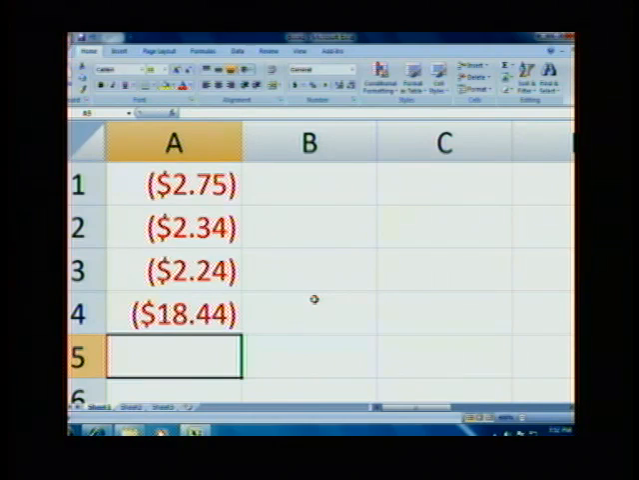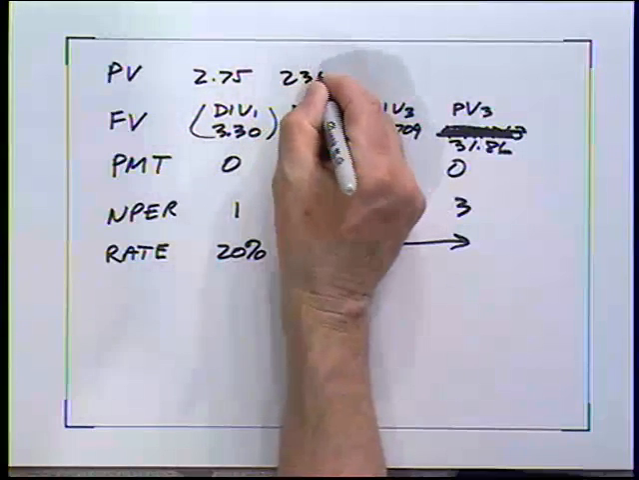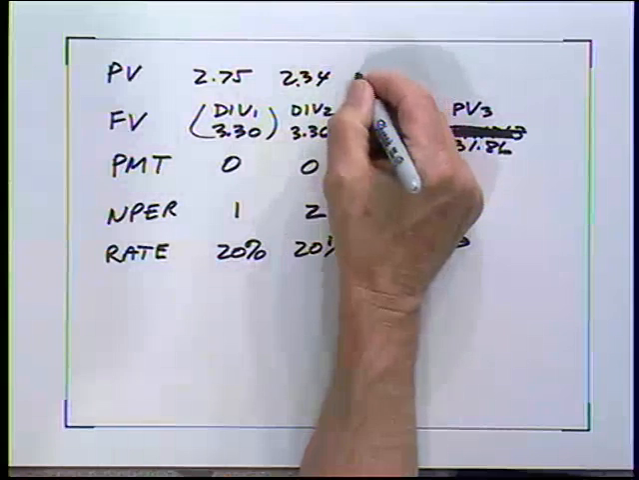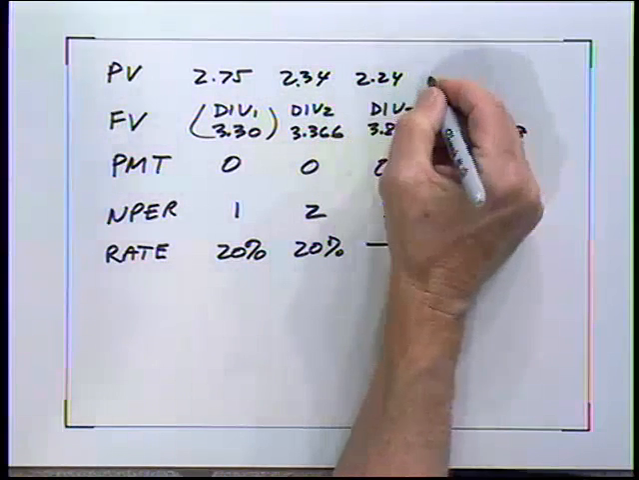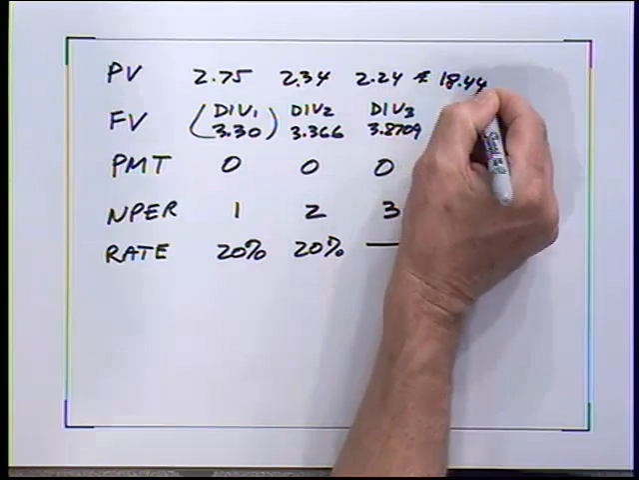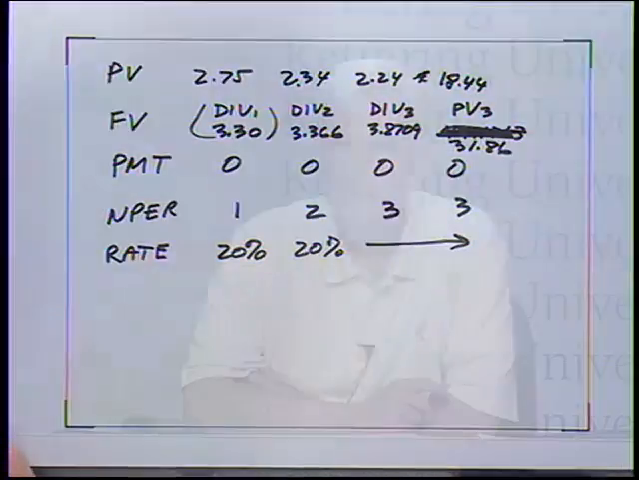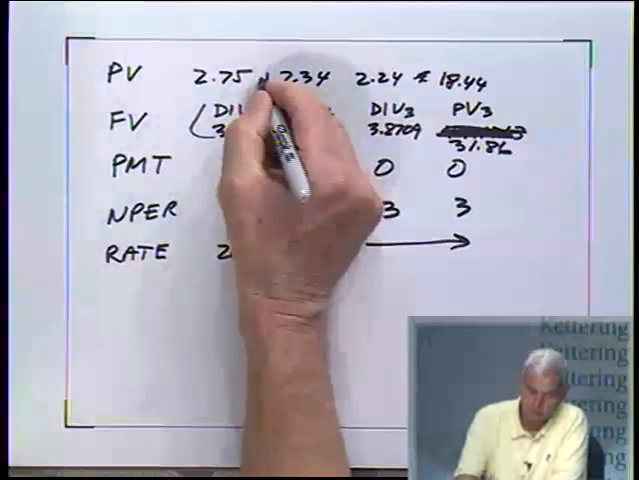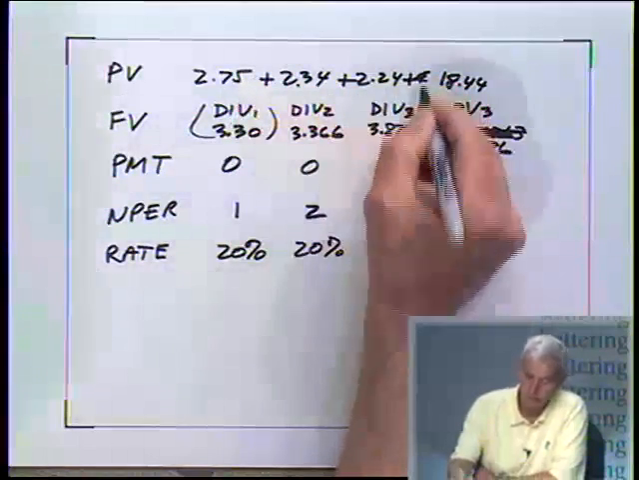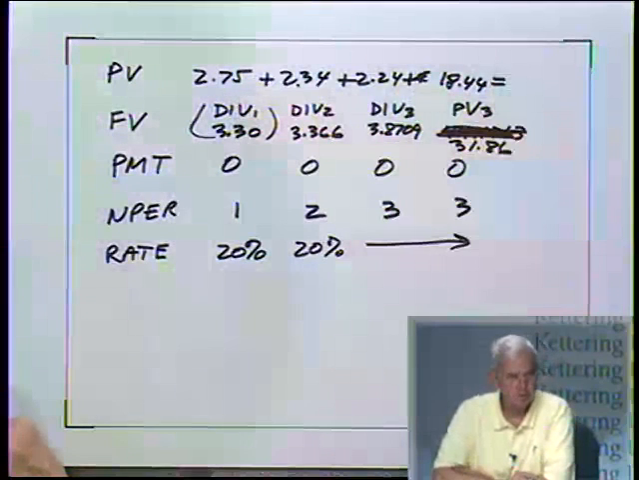Let me go back to the overhead here. And so we should have 234, 224, oops, and 1844. Should have something like that. What's the stock worth? Oh, stay with the overhead here. We sum up those 4 values and find out what it's worth.